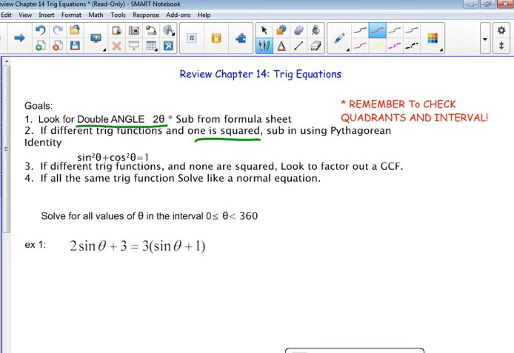So, for example, if you had cosine squared, what does cosine squared mean the same thing as? Sine squared. Close. Make sure the order is right. 1 minus sine squared. Good job. Because what you would be doing is minusing the sine squared over to get cos squared by itself.